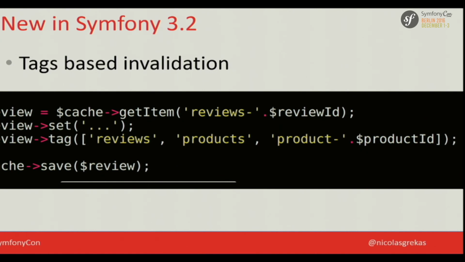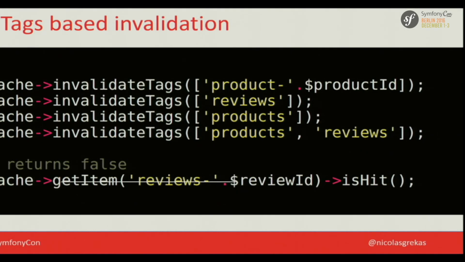So we save that. And what we can do later, when something happens on the product, on reviews, is that we can invalidate all the items that have this tag or any of these tags on them. So let's say something happened on product ID, you just invalidate that tag, and all the reviews for that product are invalidated. I mean, all the cache items for the reviews. Or if you happen to want to drop all the reviews and all the cached items for reviews, just do the second line. You invalidate the reviews tag and all the items are gone.